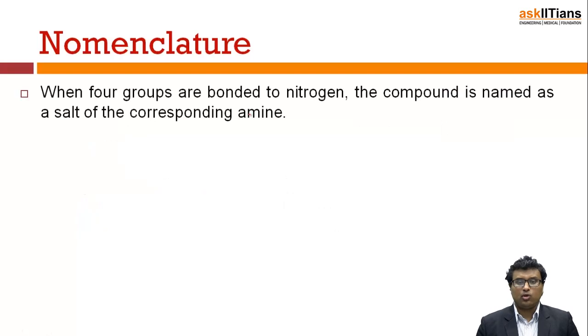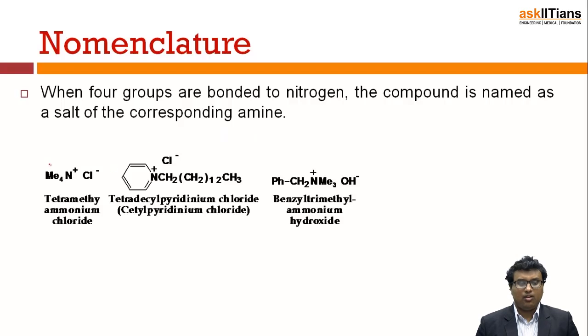When 4 groups are bonded to the nitrogen, the compound is named as a salt of the corresponding amine. For example, now you have 4 groups attached to your nitrogen, just like your tetramethyl ammonium chloride. You have 4 methyl groups attached to a single nitrogen. Here also the same thing, right? All the elements surrounded by nitrogen are completely bonded with your methyl groups or your aryl groups or alkyl groups, I can say.